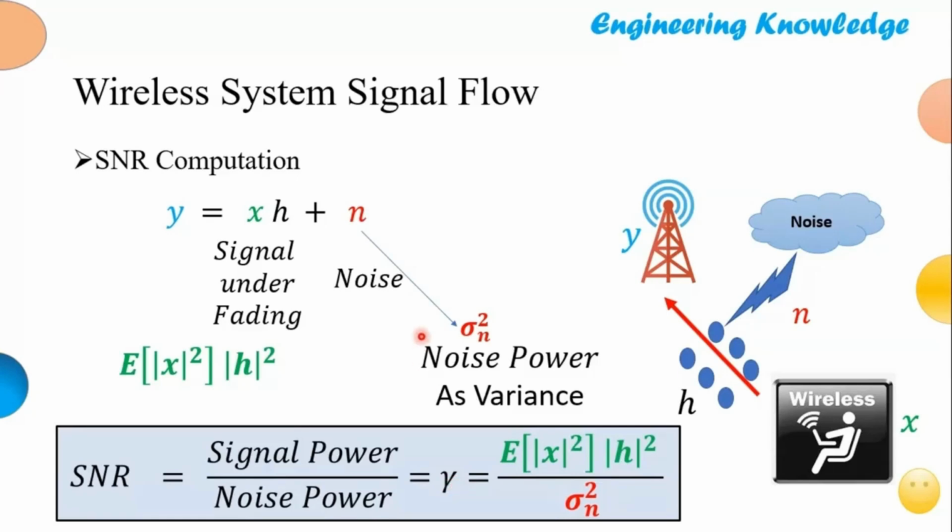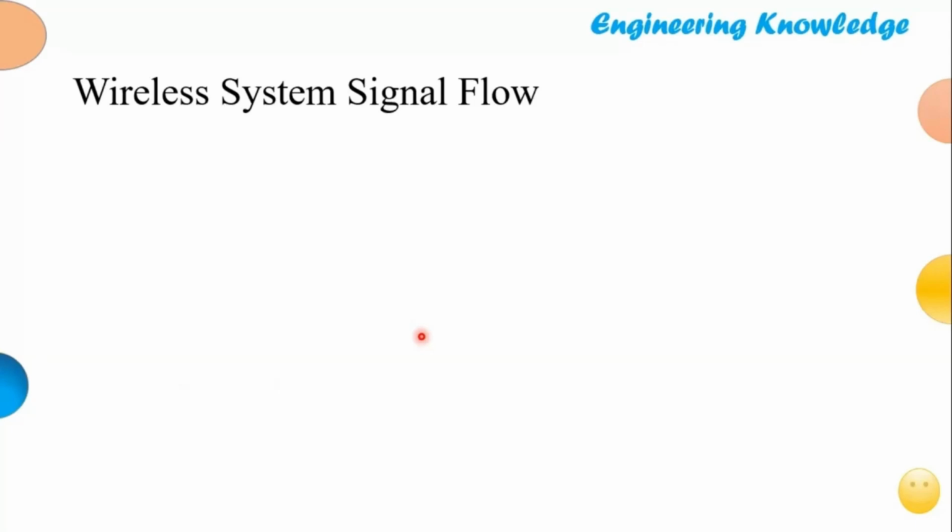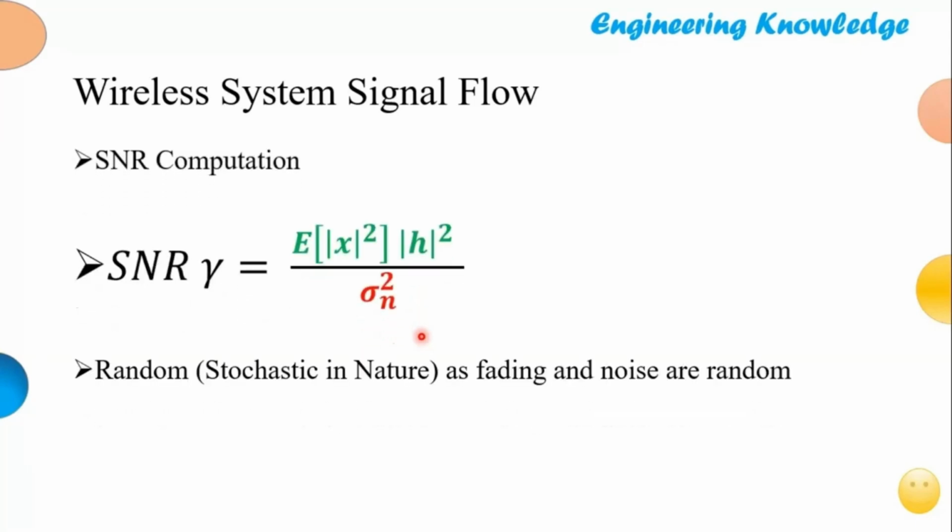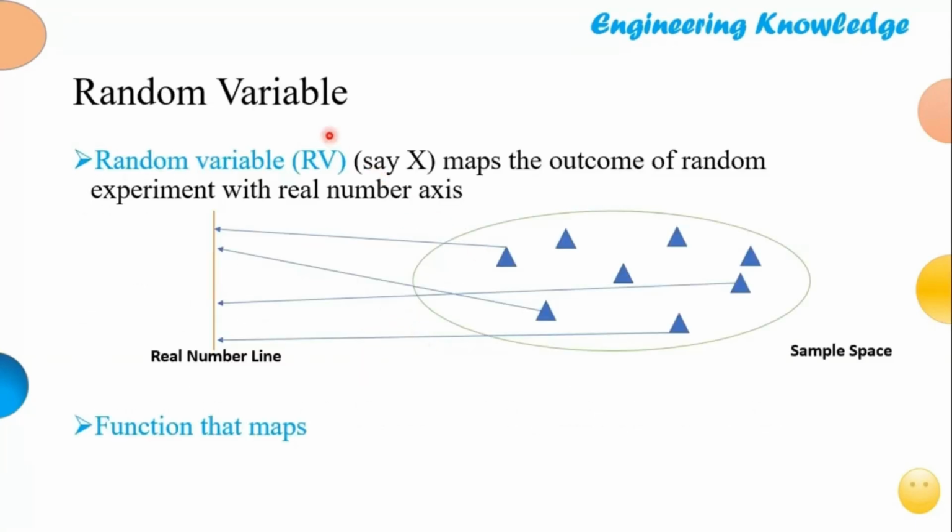We understand that by using the concept called random variables. So a random variable is basically a function. This is very important. What is a random variable? A random variable is a function that maps the outcome of a random experiment to real numbers x.